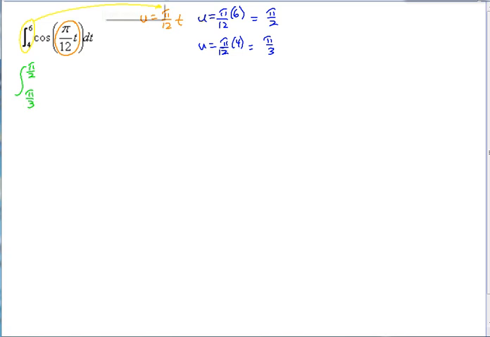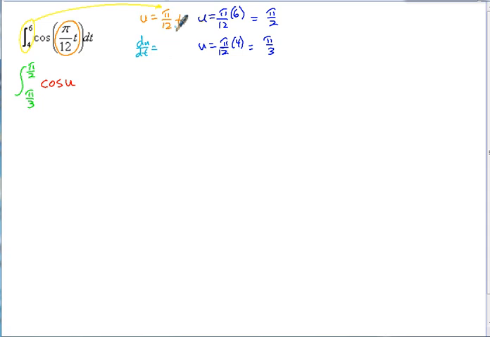And now we can rewrite this as the cosine of u. And then to get rid of the dt, we need it all in terms of u, so let's take the derivative of what we set u equal to. In this case, the derivative of pi over 12 t, don't let that confuse you there.